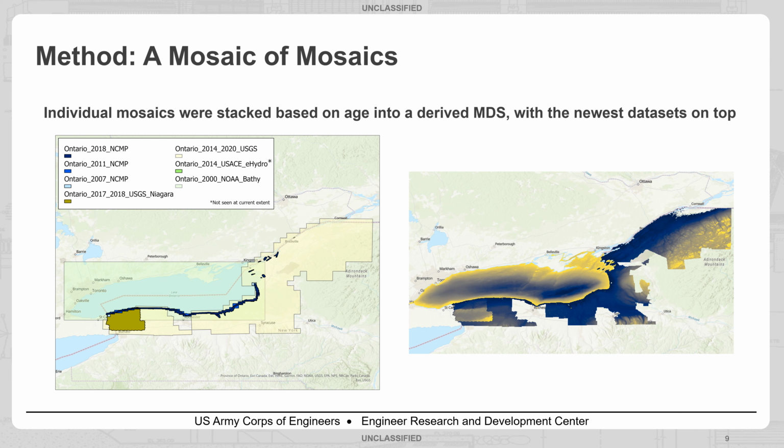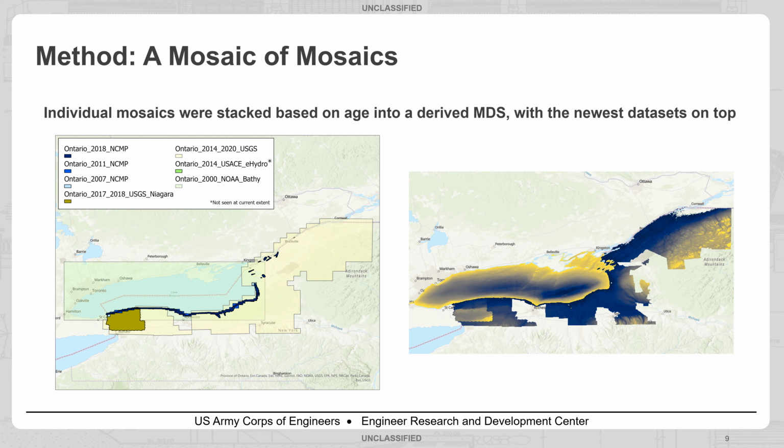Continuing through our methodology, we took each of these individual mosaic datasets and stacked them based on their age. This stacking is often referred to as a Swiss cheese model. Given a single piece of Swiss cheese, if you just throw it down on the table, you're going to have some holes in it. But if you put other pieces of Swiss cheese underneath it, it allows those holes to be filled.